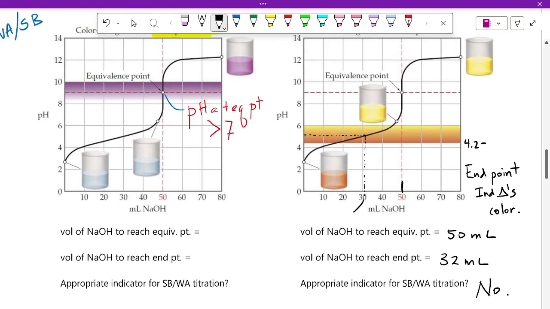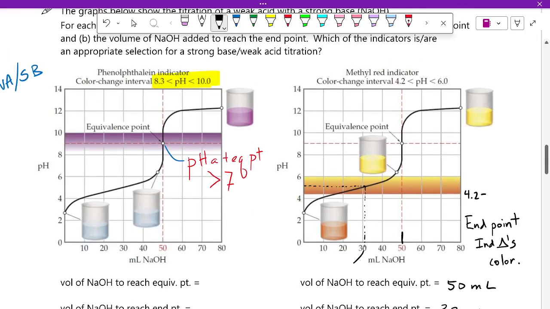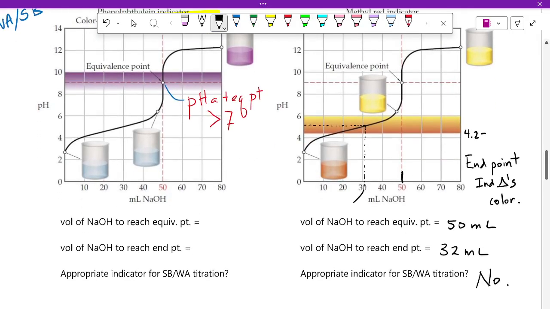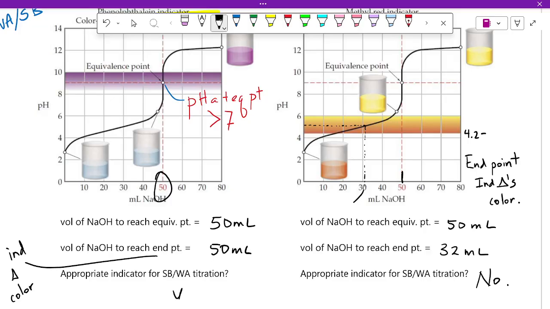When we look at the phenolphthalein, what's the volume of NaOH to reach the equivalence point? That's still 50. What is the volume of NaOH needed to reach the endpoint where the indicator changes color? Also 50. Is that a good choice? Yes. So you need to be able to read graphs like this and say, oh, is that a good choice or is it not a good choice?